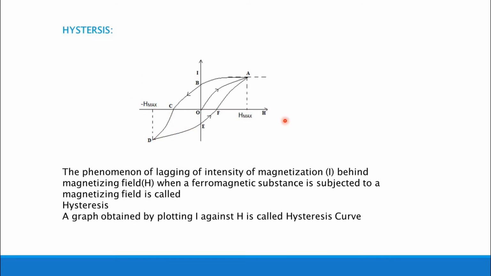So when a ferromagnetic substance is completely subjected to one cycle of magnetization, we get a loop like this. This loop is called hysteresis loop, and the curve OA is called the initial magnetization curve, in which we find I is lagging behind H. The phenomenon of lagging of intensity of magnetization I behind the magnetizing field H when a ferromagnetic substance is subjected to a magnetizing field is called hysteresis. A graph obtained by plotting I against H is called hysteresis curve.